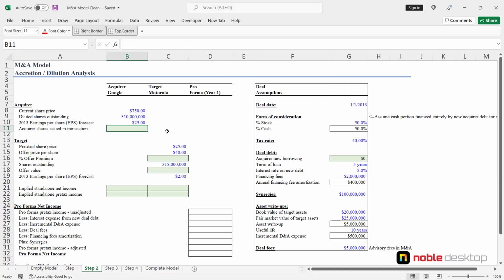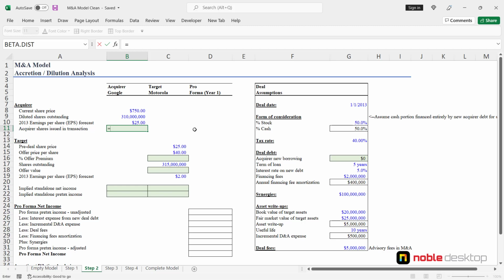And I will calculate acquirer shares issued in transaction. I have a current share price of 750, diluted shares outstanding of 310 million, and earnings per share forecast of $25. For that, I'm going to use my offer value again, which is not filled yet for the target, but we will get there. And as soon as we get there, the formula will flow and the value will flow into that cell as well. So let's create a formula regardless and trust the steps.